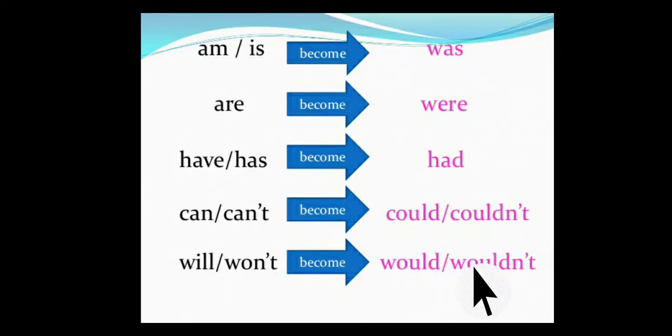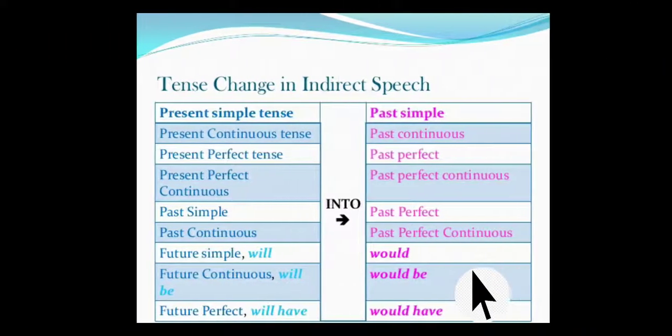Is and am are changed into was. Then are is changed into were. Then have and has are changed into had. Can and can't are changed into could and couldn't. And will and won't are changed into would and wouldn't.